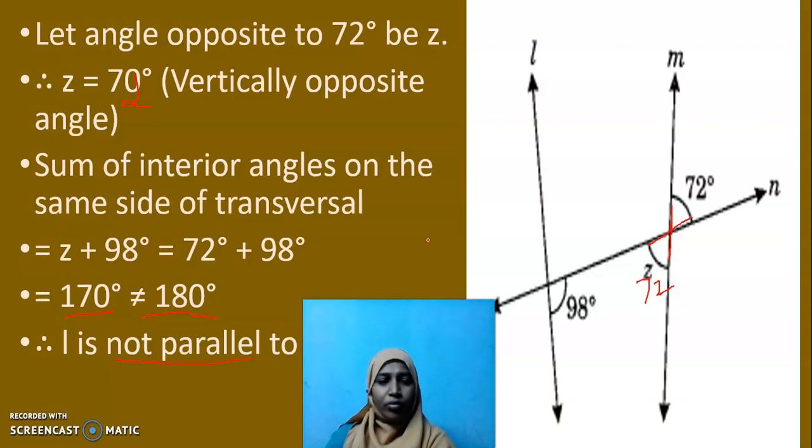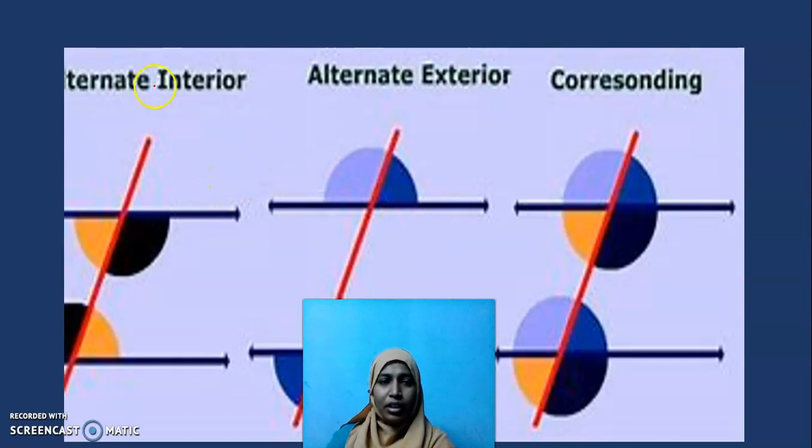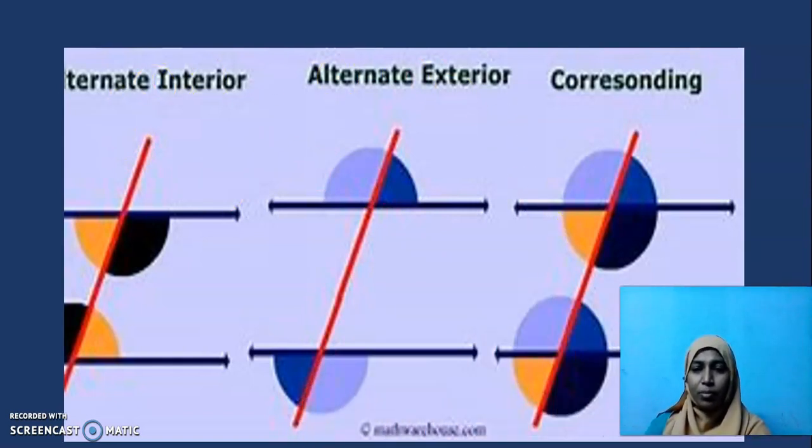Okay. Then these are the three things we have learned, and this diagrammatic representation will help you to understand alternate interior, alternate exterior and corresponding angles. See, these two are equal: black and black, orange and orange, light blue and light blue. These are exterior alternate angles and these are corresponding angles. If you feel, you can have this colored diagram in your note also.